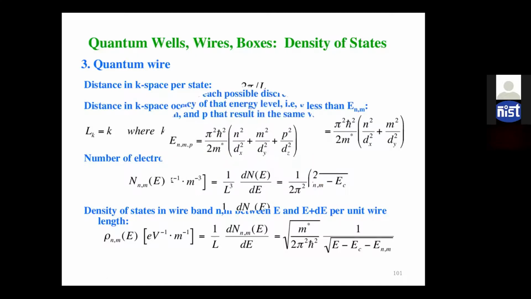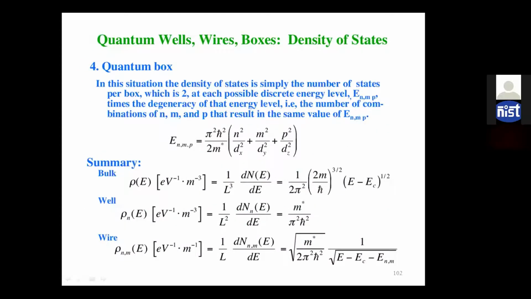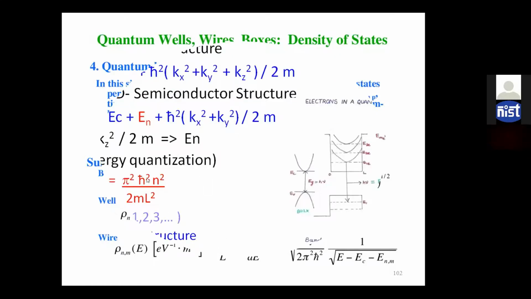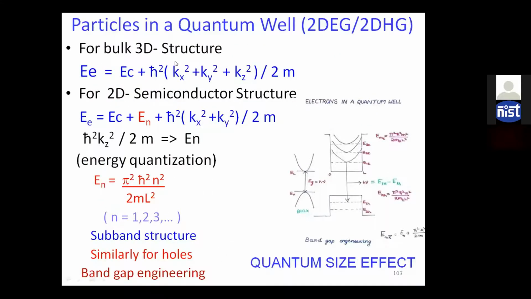Similarly, you can go for the quantum box, that is the quantum dot. I will show you in detail. For a bulk 3D structure, the energy is equal to the conduction band minimum energy plus h cross squared k squared by 2m, taking the three dimensions x, y, z, where k squared is kx squared plus ky squared plus kz squared.